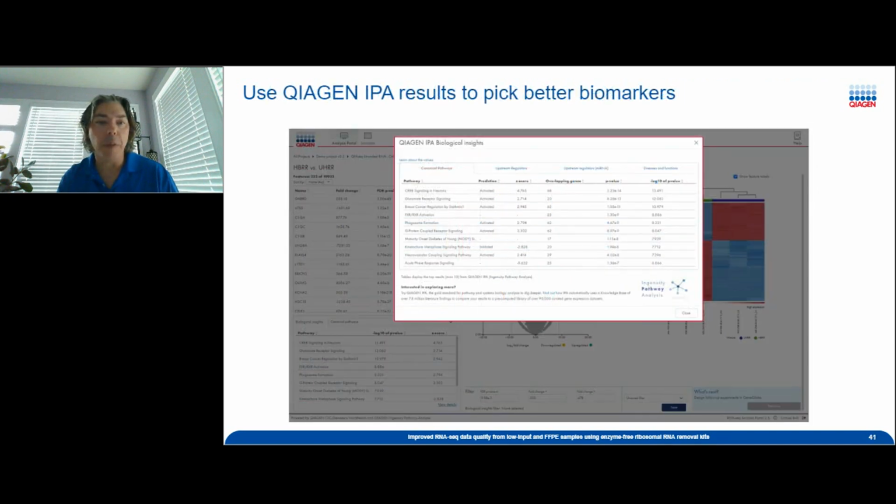And this is just an example of what the IPA window would look like. If you click on View Details, this IPA window would pop open here.